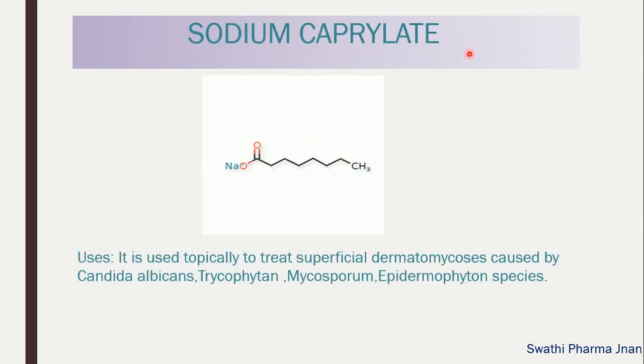Next structure is sodium caprylate. Sodium caprylate contains 8 carbon chain. Caprylic acid is an 8 carbon chain. So to this 8 carbon chain containing carboxylic acid, in the place of hydrogen, sodium atom is attached. Sodium ion is attached, that is the structure of sodium caprylate. So this is a salt form of caprylic acid. It is used topically to treat superficial dermatomycosis which are caused by Candida albicans, Trichophyton, Microsporum, Epidermophyton species. For all the superficial fungal infections treatment, we'll use this fatty acid and its salt.